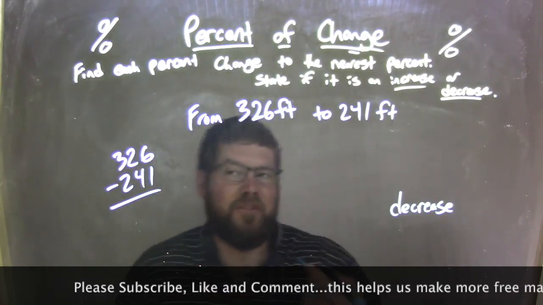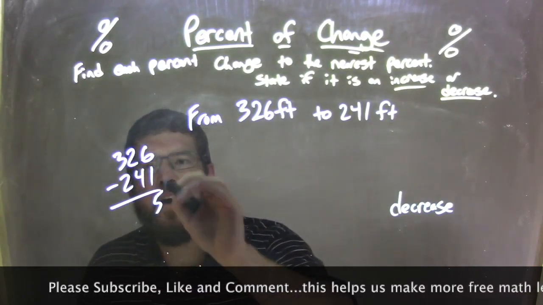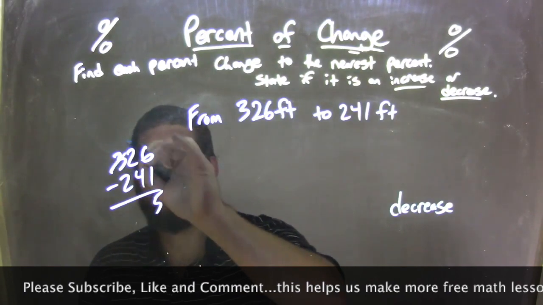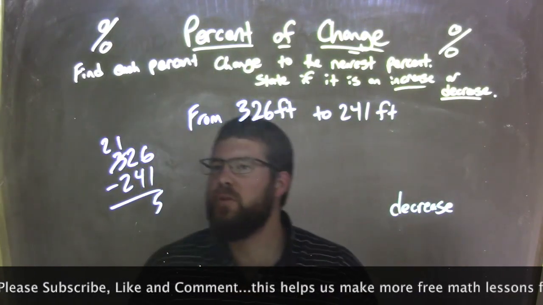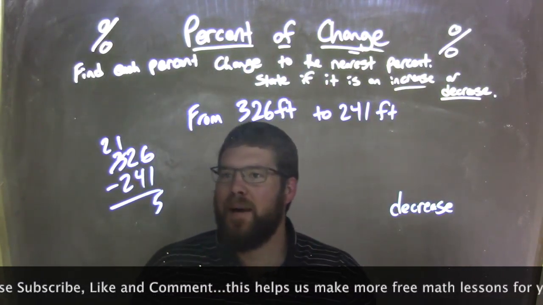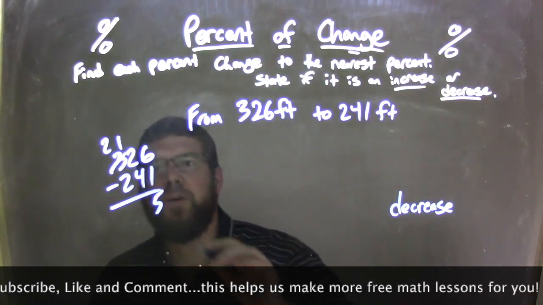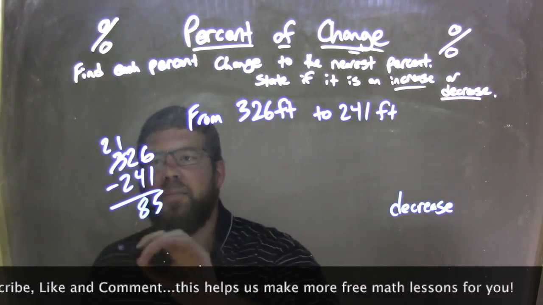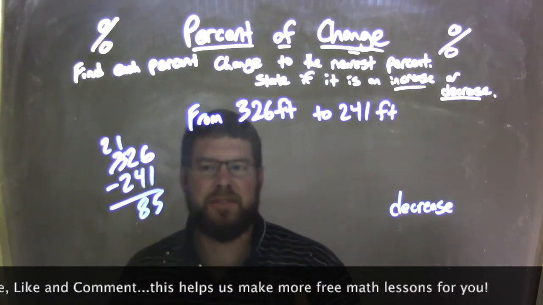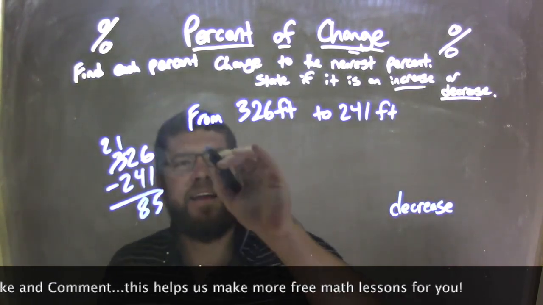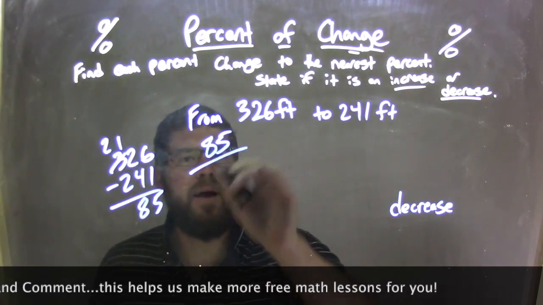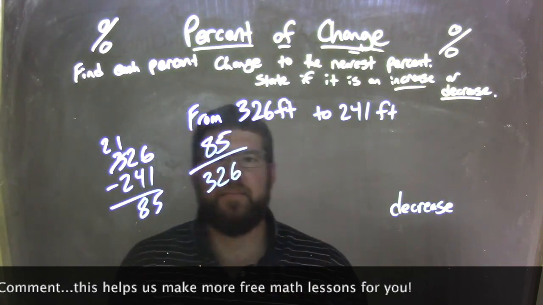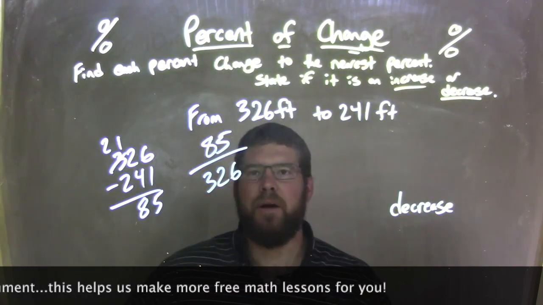All right, so let's use this traditional method here. 6 minus 1 is a 5. 2 minus 4, oh, can't do that. Let's make the 3 into a 2, 2 into a 12. So we have 12 minus 4 here. 12 minus 4 comes out to be good old 8. And 2 minus 2 is just 0. So we have 85. I take that 85 and divide it by 326. Okay? So 85 divided by 326.